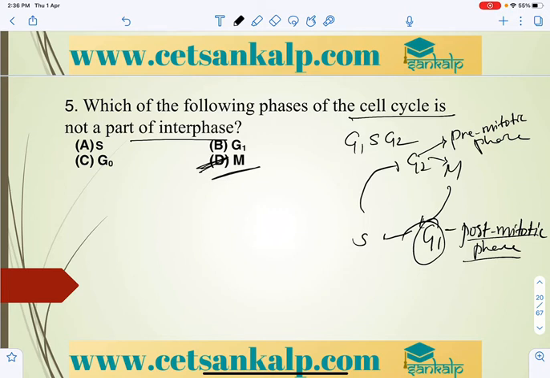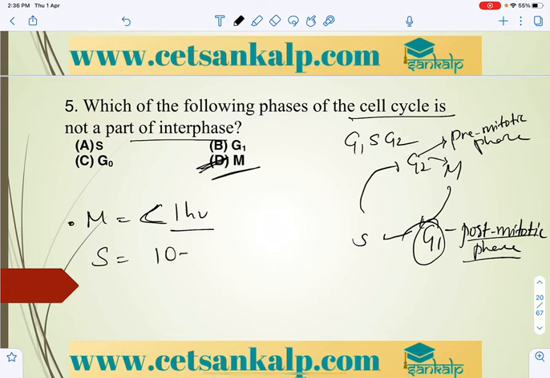And most variable. Among these, here we can also write the duration. In a 24-hour cycle, M phase takes less than 1 hour, and S phase takes some 10 to 12 hours, right? G2 phase takes around 4 to 6 hours, we can say 4 to 5 hours, and G1 will vary, that is 5 to 6 hours.